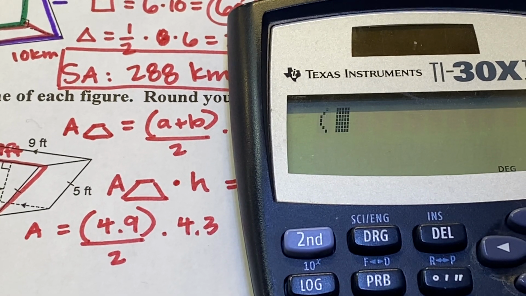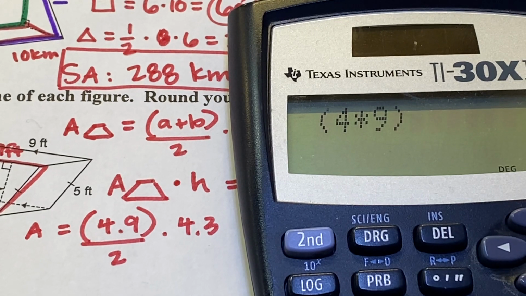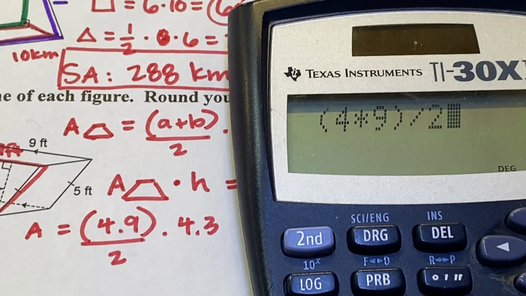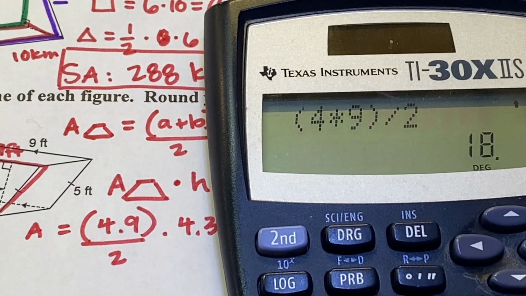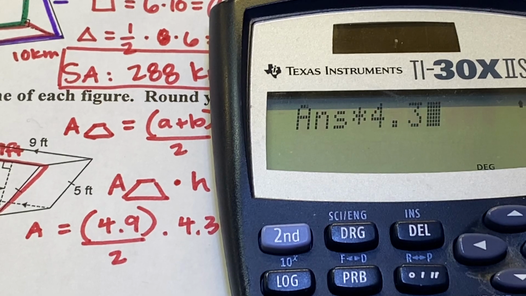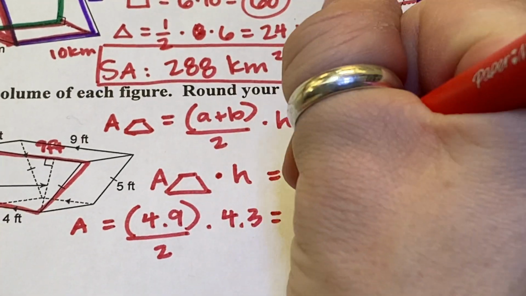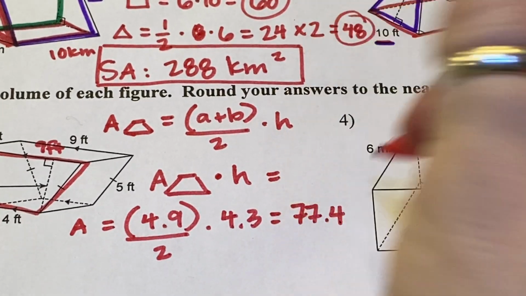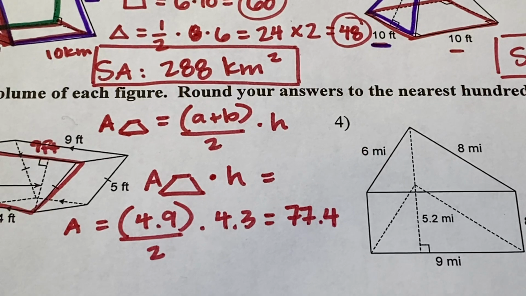Okay, so I have parentheses, 4 plus 9, close parentheses, divide by 2. I'm going to go ahead and click enter. Then I need to take that, multiply it by my height, which is 4.3. And there's the area, so that gave me 77.4. Okay, so that's the area.